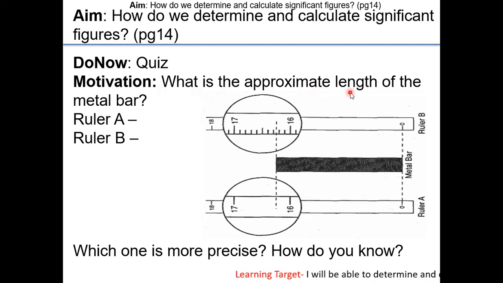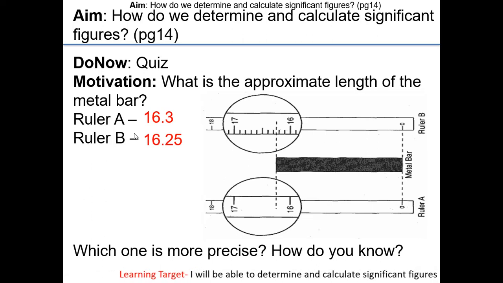Motivation. What is the approximate length of the metal bar? So here we have two rulers. So A, if you got it, it'll be 16.3. B will be at 16.25. Which one is more precise? How do you know? B is more precise. Notice we have an extra digit, right? And you notice in the ruler it has more lines.